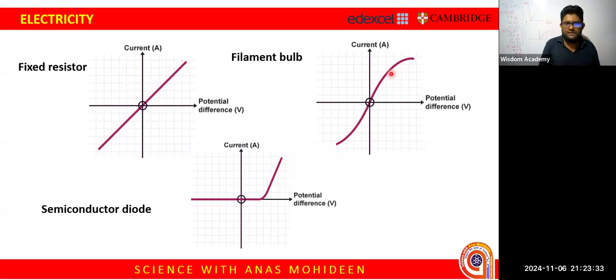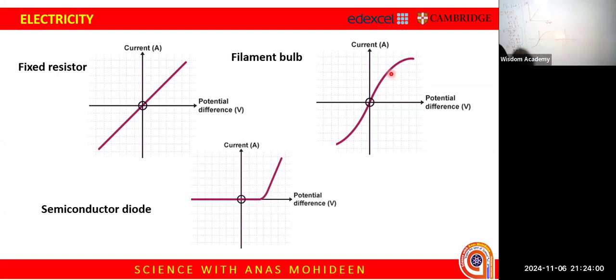Understand? Increasing rate is decreased. Okay, increasing rate is decreased here. So the other side also, you take increasing rate is decreased. So it is an S-shaped graph, a sigmoid graph we see. So an S-shaped sigmoid graph is given for the filament bulb.